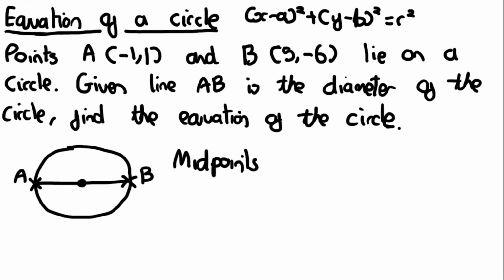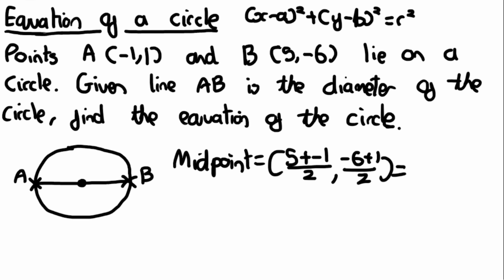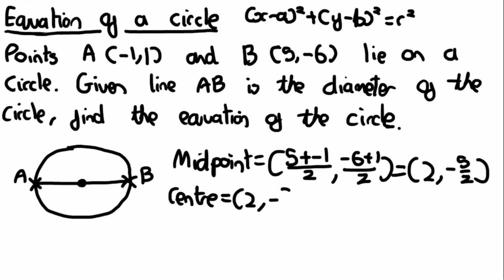I'm just going to do the equation in order to show the working out. So the midpoint is going to be: the x-coordinate is going to be 5 plus minus 1 over 2, and the y-coordinate is going to be minus 6 plus 1 over 2. If you put this into a calculator or just figure it out in your head, it's going to be 2, minus 5 over 2. So we know that the centre of the circle is equal to 2, minus 5 over 2.